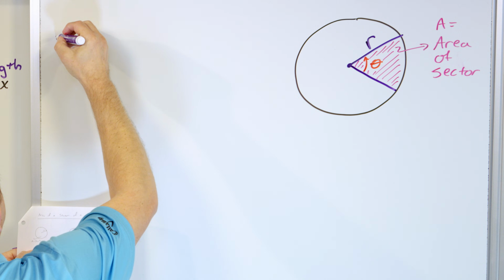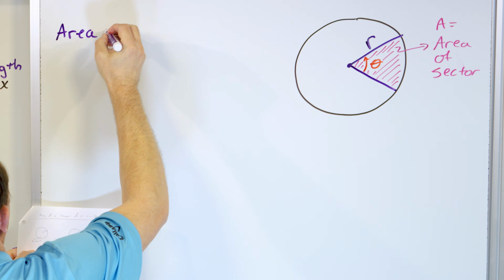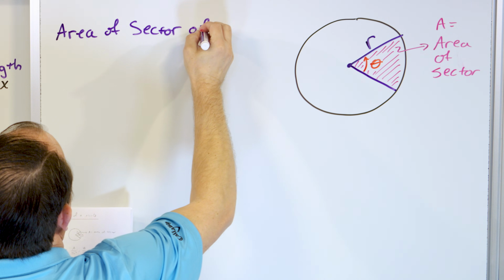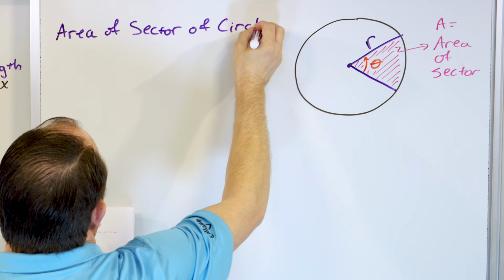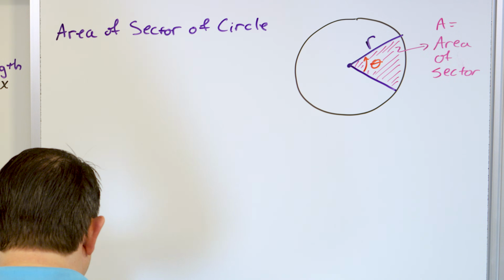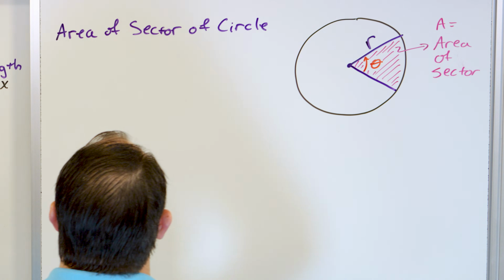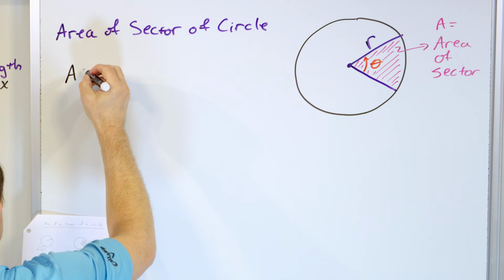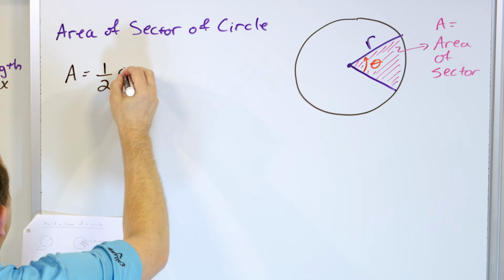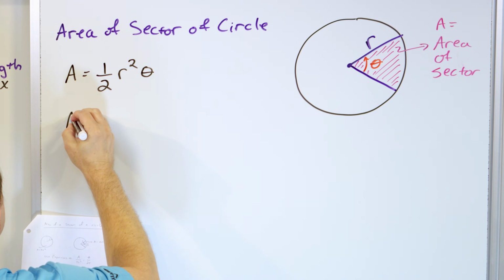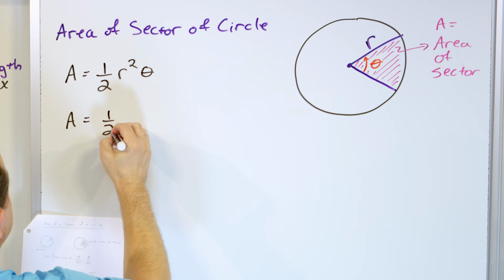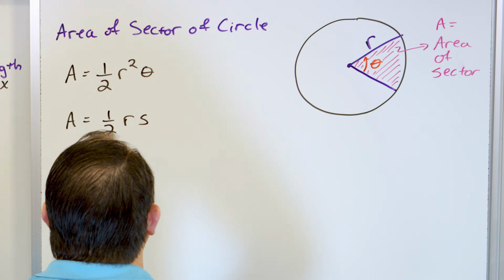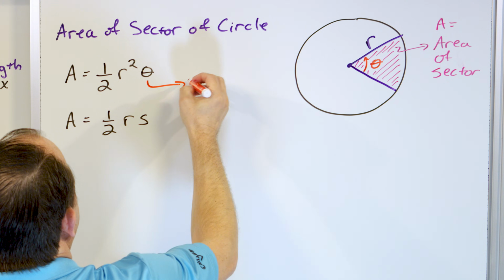The way we say it is area of the sector of a circle. There are actually two different equations that you can use interchangeably, whichever one you want. You can say that the area is 1/2 times r squared theta. You can also say that the area is 1/2 times r times s. Again, when I put theta here, this is in radians.